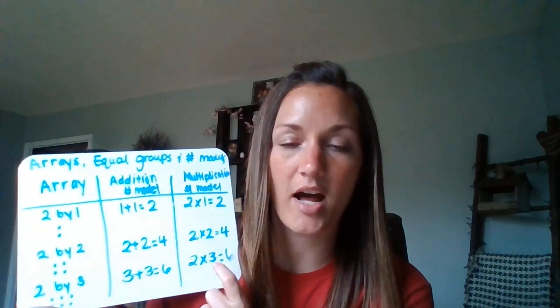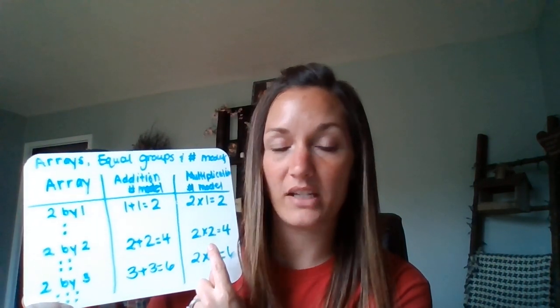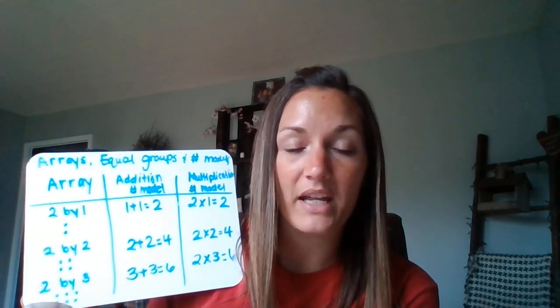So 2 plus 2 equals 4. And then your multiplication would be 2 times 2 equals 4. You can see that everything is being doubled. That's why when you're doing it by twos, you are doubling the number.